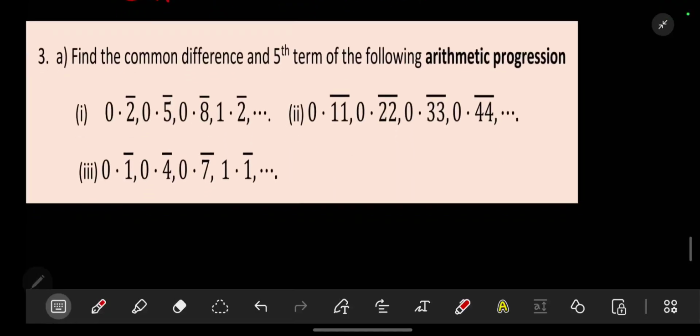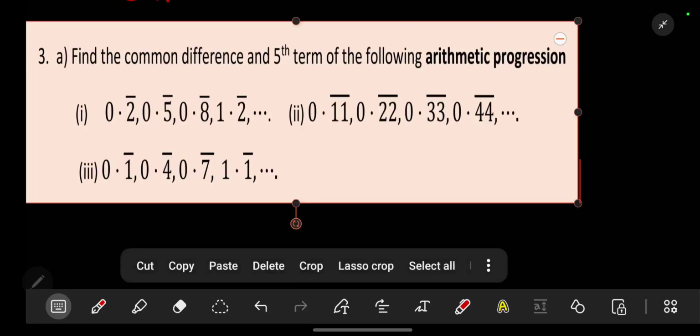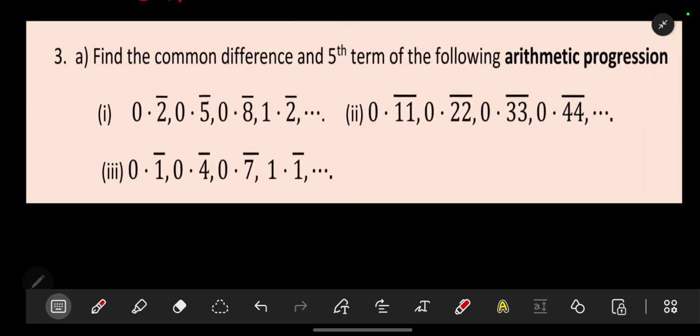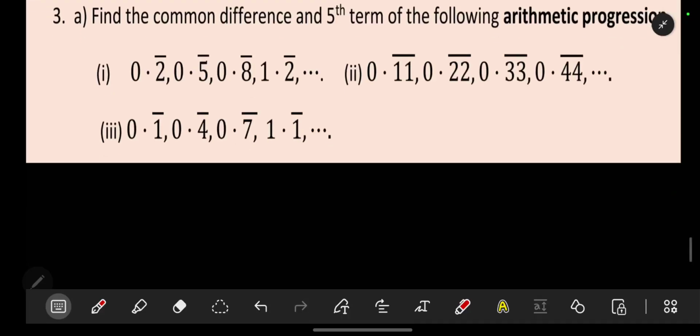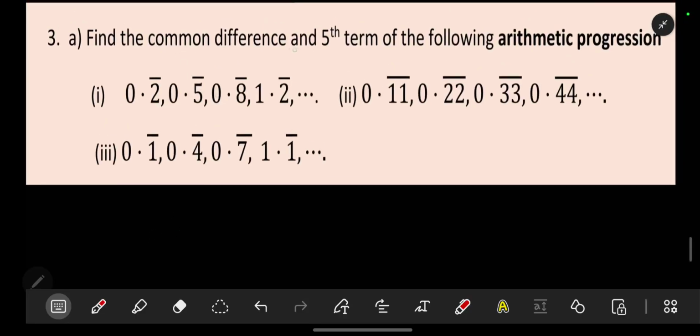So here today we are going to be looking at how to deal with rational fractions in terms of the arithmetic progression. So what are we going to do? We know that to find the common difference we subtract, then to find the fifth term we are going to use the nth term.